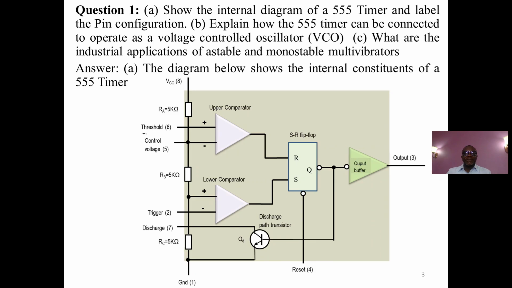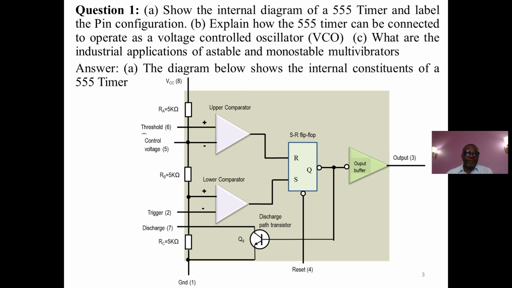We're going to be looking at 6 questions, each question with sub-parts. So the first one is, show the internal working diagram of a 555 timer and label the pin configuration of it. Explain how this 555 timer can be connected to operate as a voltage control oscillator, VCO. And finally, what are the industrial applications of astable and monostable multivibrators?